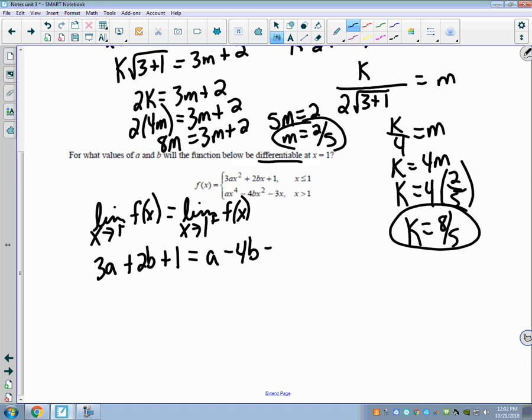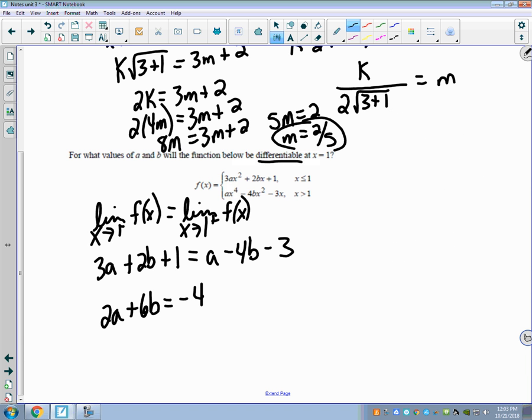So that would be 3a plus 2b plus 1. And this would just be a minus 4b minus 3. Right? This looks a little more complicated. I don't know what we want to do. We could subtract this a over and get 2a. We could add this 4b over and get plus 6b. Subtract this 1 over and get negative 4. And then at some point maybe we could divide by 2, or let's just leave that for now. I'm going to erase this.